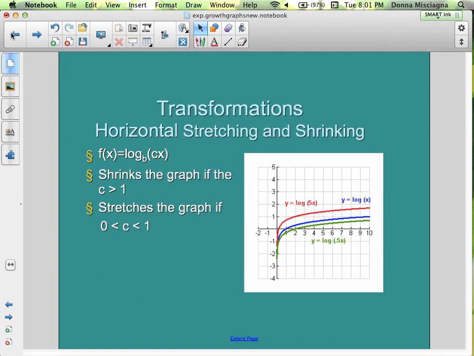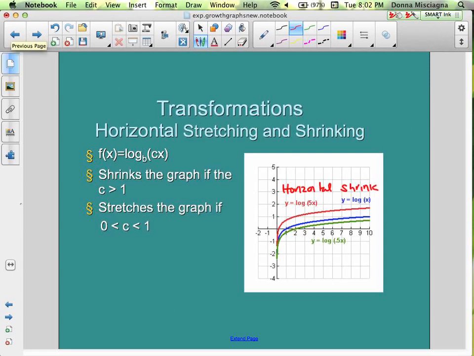All right, so here we have a log and some base. And if the coefficient on x is greater than 1, it's going to shrink the graph, right? Because it takes a smaller value to get to the same place. So this one shrinks the graph. This is a horizontal shrink. And since that's 5, it's going to shrink by 1/5.